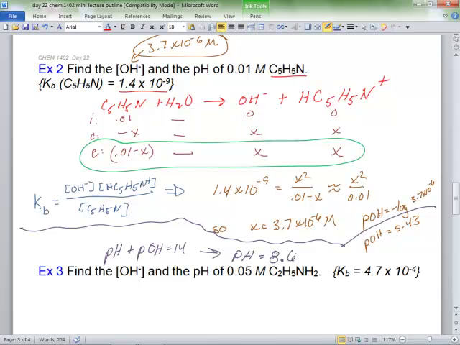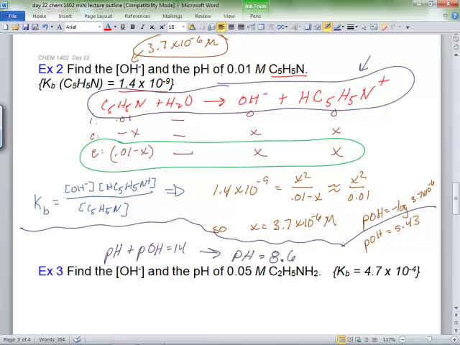Now, just out of curiosity, when we write these down on our tests, can we abbreviate it like we did the acids? Like whenever we do an acid, we don't include the H2O. Can we just go C5H5N and then OH? You mean when you're writing the reaction? Yes. No. For the reaction, you have to write it.